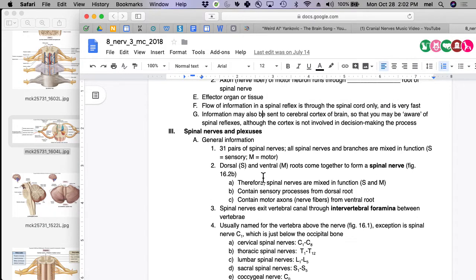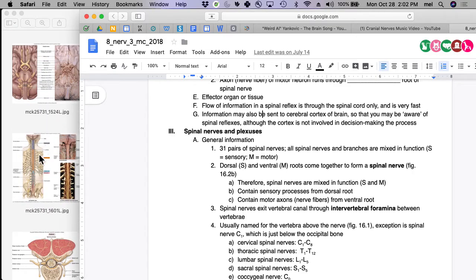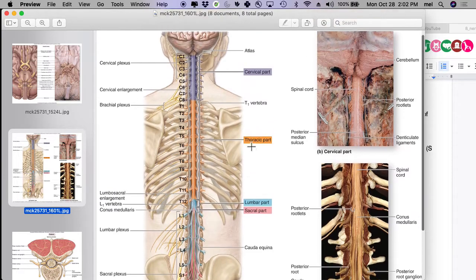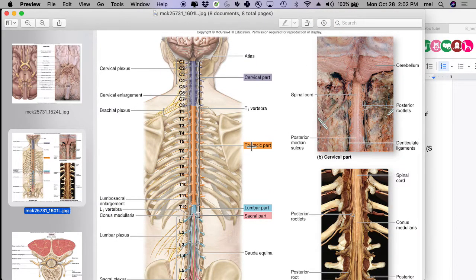So with that, what we are going to do is get a big picture understanding and then start drilling down a little further. When we look at spinal nerves, this is only showing the left side, but there are actually two sides, right? This is just the left spinal nerves.